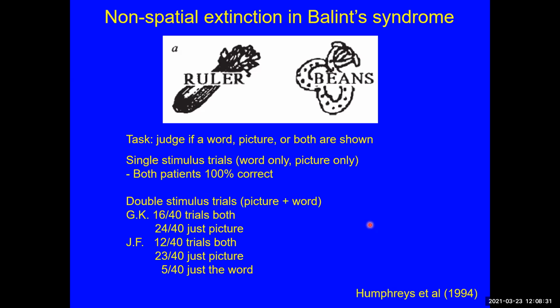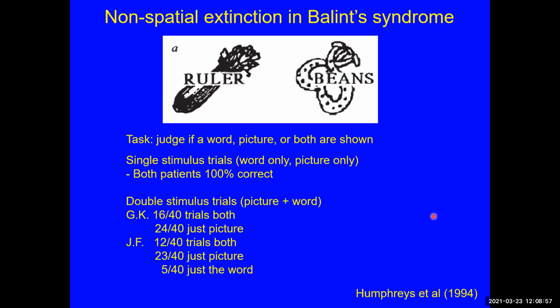But you can also see this if you present two stimuli, one on top of the other, that tries to limit the spatial influence. Just like when we talked about the negative priming before, where we had the dog and the wrench and the pictures are superimposed. So if you give these people with Balint syndrome a task like, okay, judge if you see a word or picture or if both are shown.